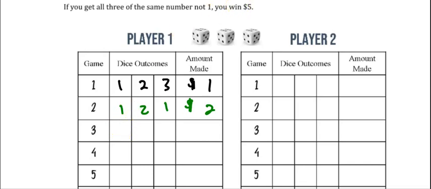If we went 1, 1, and then 1, now we're going to get $10. If we go 3, 4, and then 5, for example, so anything other than 1, we don't get a 1 at all, and we get nothing.